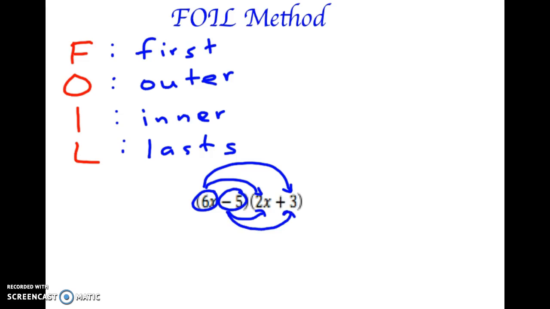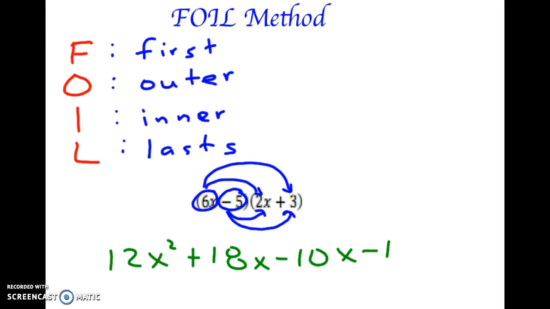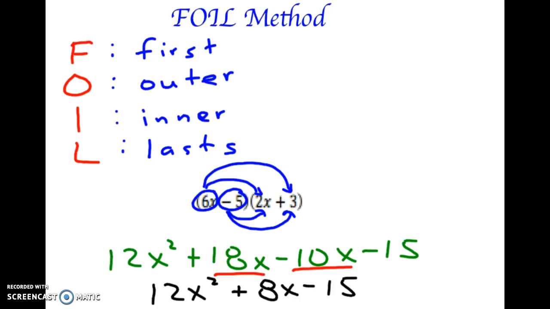If we do the work in this case, the 6x times the 2x would be the 12x squared. 6x times the 3 would give us an 18x. The negative 5 times the 2x would give us a negative 10x. And the negative 5 times 3 would be negative 15. Just like in the other method, we're going to add the like terms together. So we should end up, once again, with the 12x squared plus 8x minus 15.